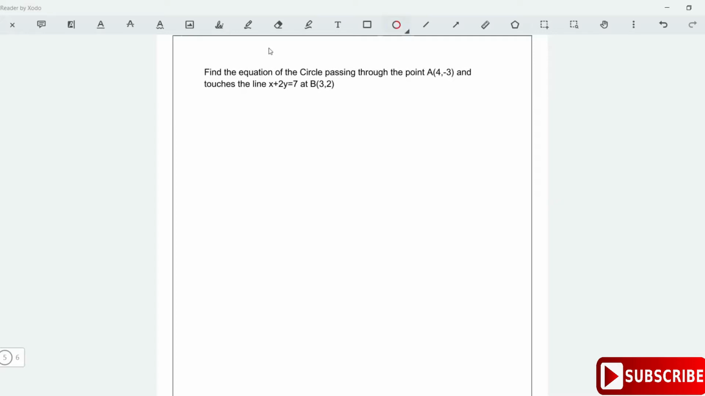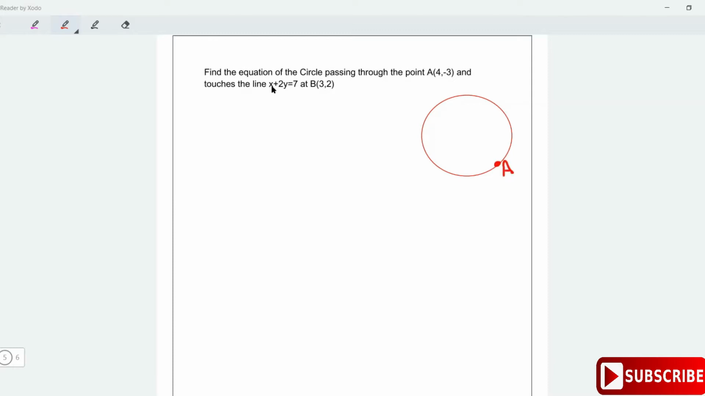So look at this now. This is a circle, and we have some point A, which is (4, -3), so x is 4 and y is negative 3. Let's say A is here. And then the tangent is x + 2y = 7, which has a negative gradient in some sense.